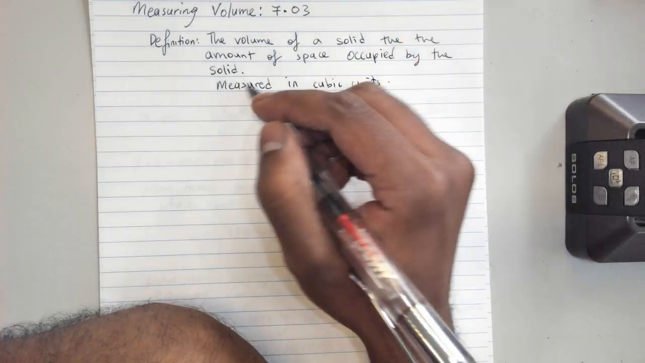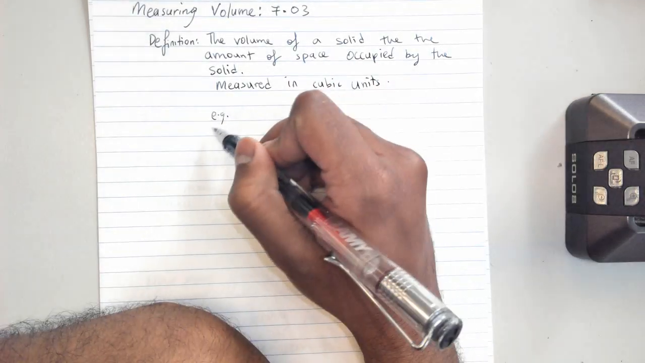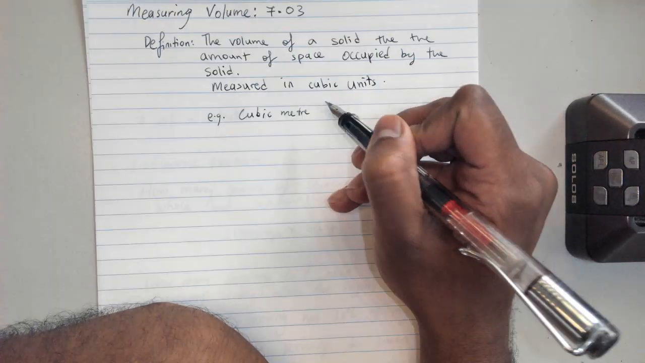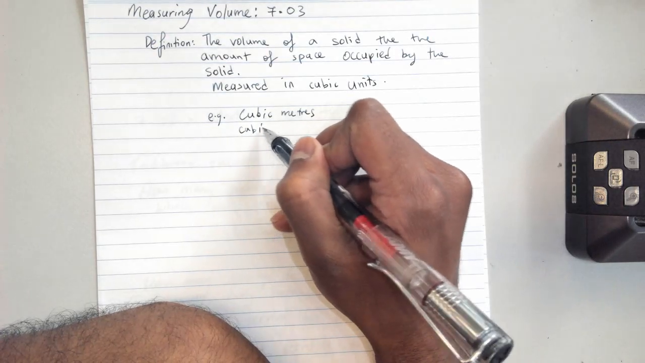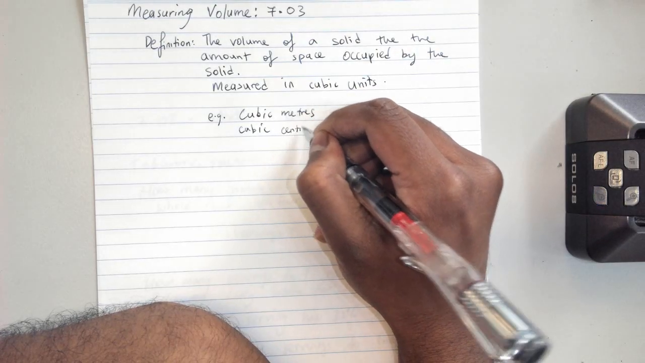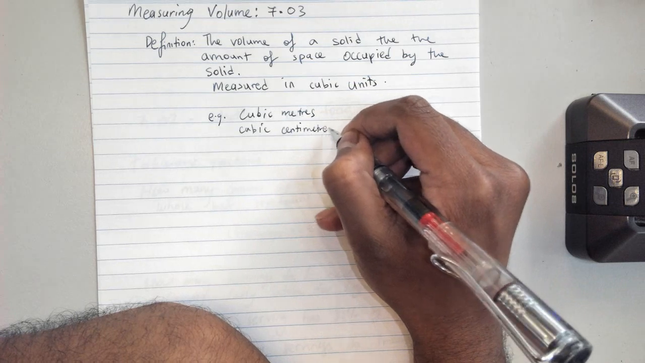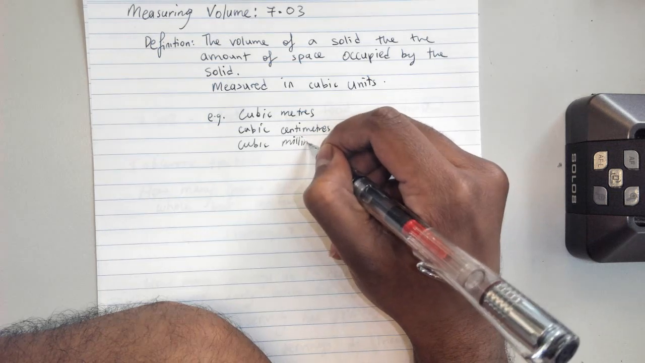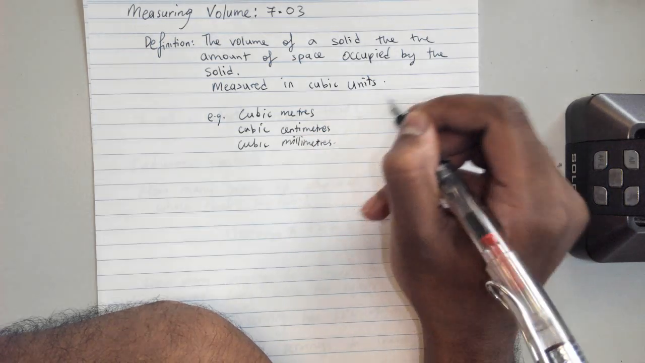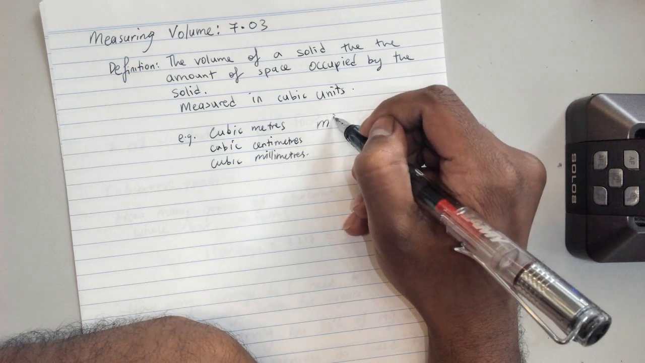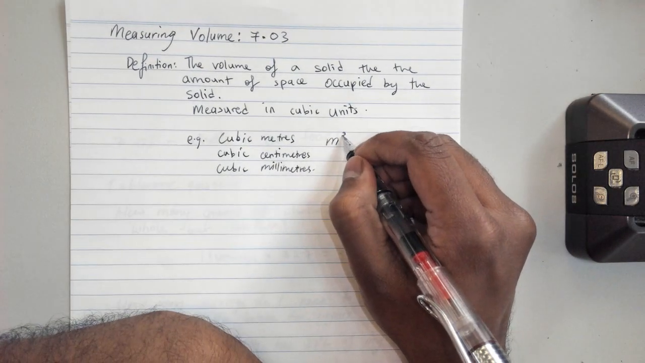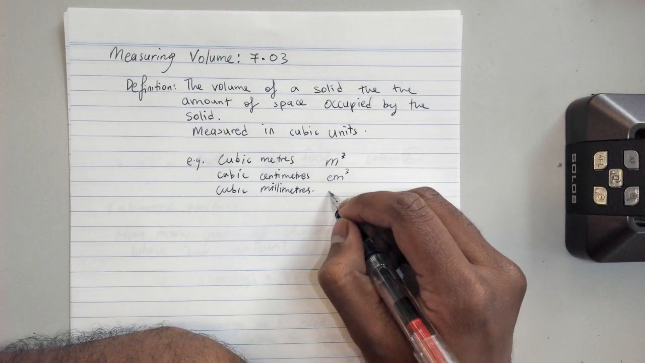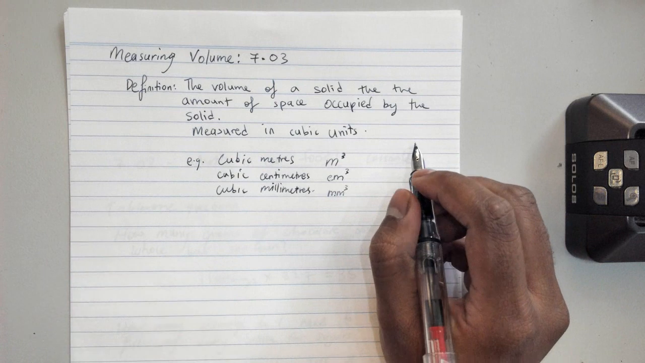Alright, so for example, we have cubic meters, we have cubic centimeters, we have cubic millimeters. So this can be written as m with a little 3, cm with a little 3, or mm with a little 3.